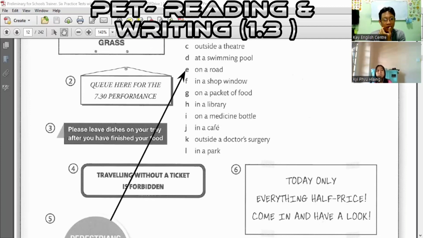Come and have a look. Okay, so number six is, yeah, come and have a look. Half price, come and have a look. This is possible, shop window, so the correct answer is F. Okay, I see the answer.